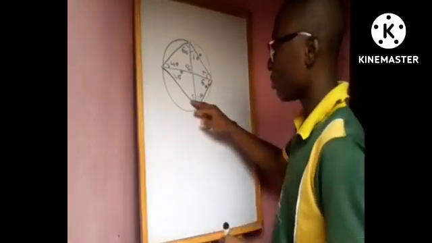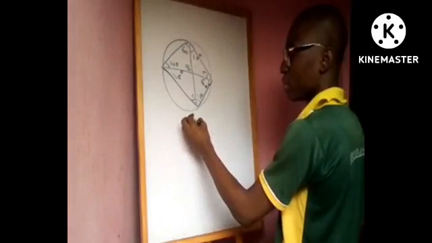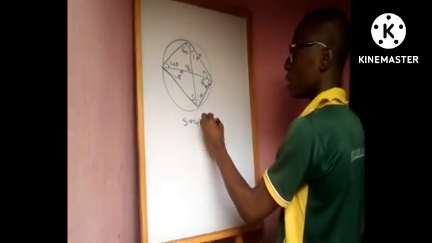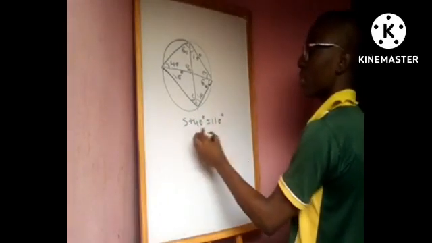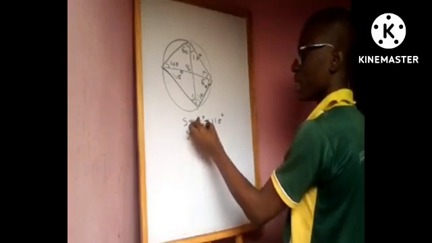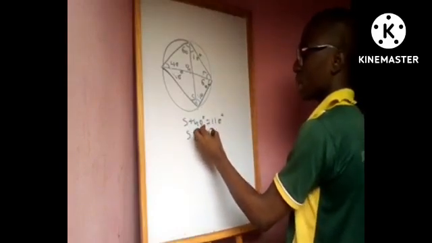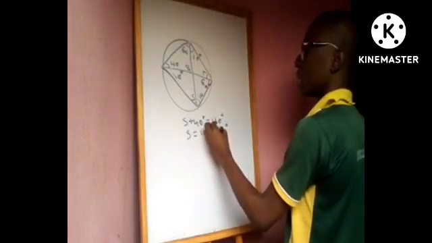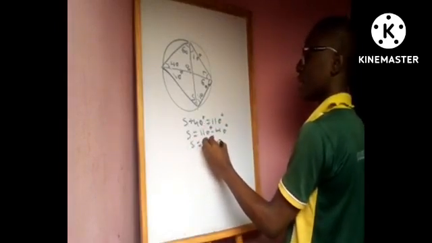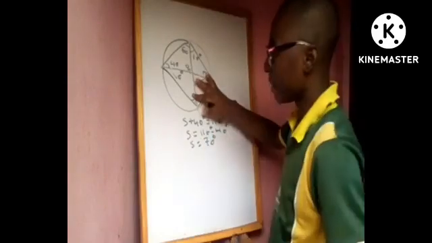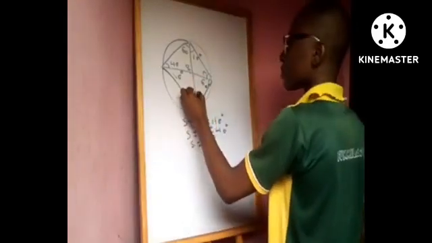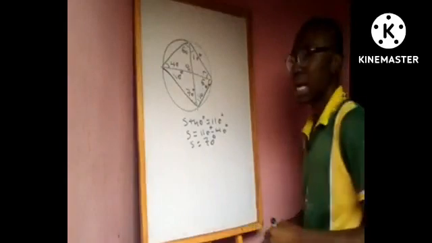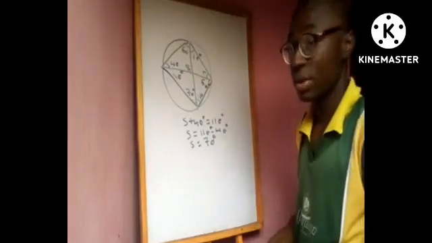So this we have S plus 40. Let's set up an equation. S plus 40 equals 110 degrees. So when we subtract 40 from both sides, we have 110 minus 40 equals S. So S equals 70 degrees. So this S here has a value of 70 degrees. So that's how we use the different theorems of a circle to get this value.